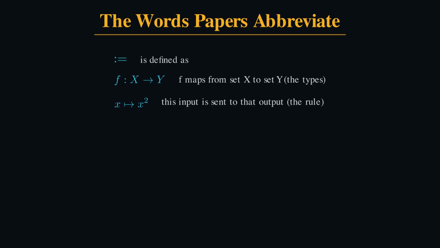Colon equals means is defined as, the plain arrow describes types, F goes from set X to set Y. The bar arrow describes the rule itself. This input is sent to that output. Types versus rule. Once you see it, you cannot unsee it.